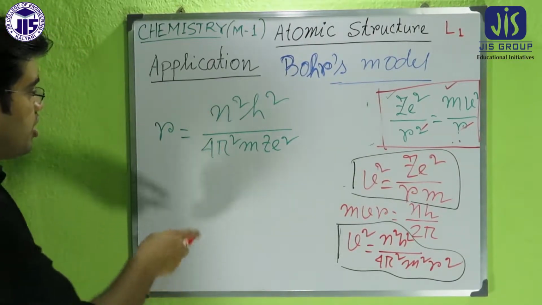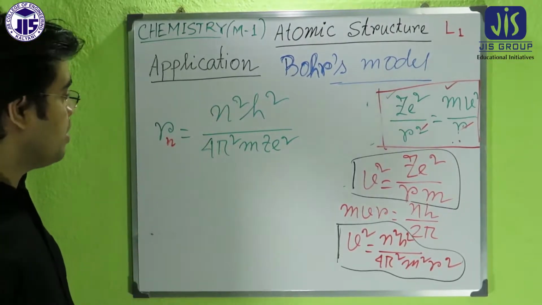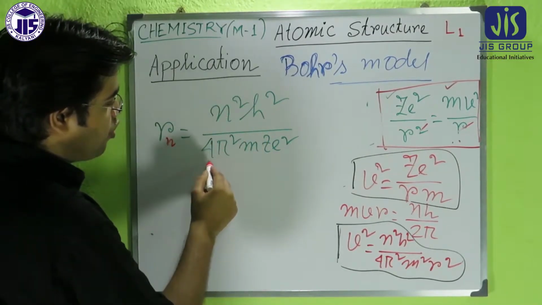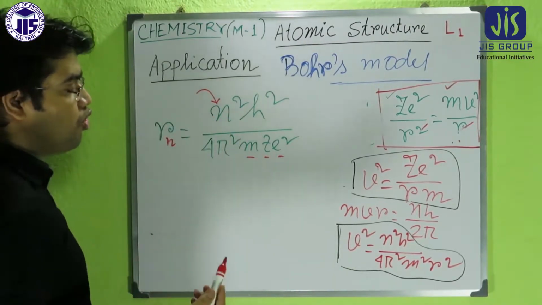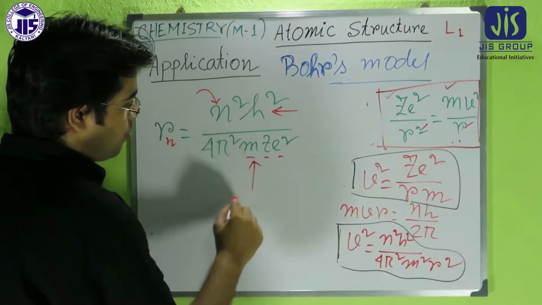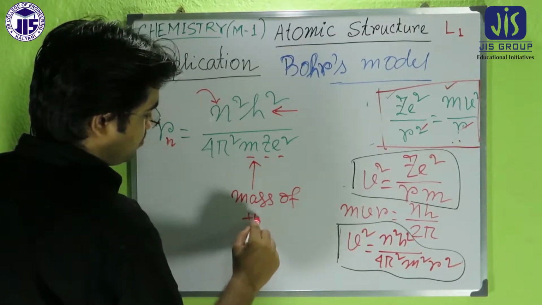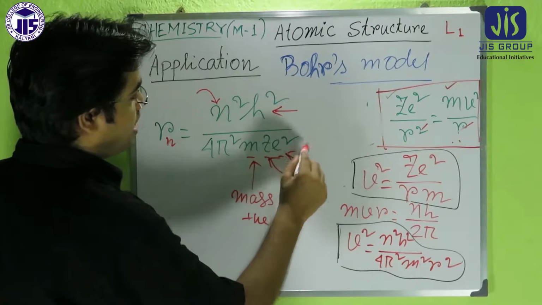Okay, here r equals rn, that means the radius of the nth orbit, which equals n square h square divided by 4 pi square m Z square, where n is the principal quantum number, h is the Planck constant, m is the mass of the electron, Z is the atomic number, and e is the charge of the electron.